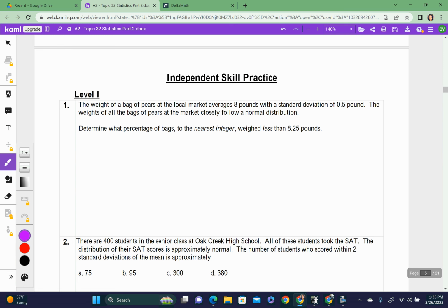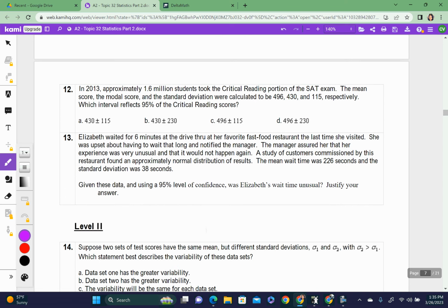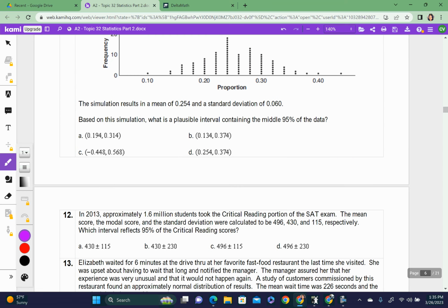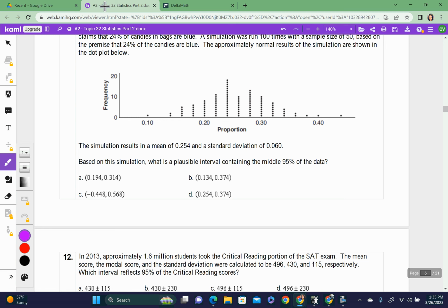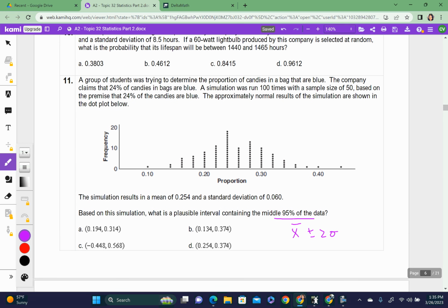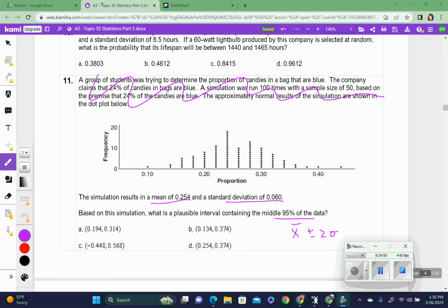So what I want you to do is do the check for understanding, and then try some problems that are here for level 1. If you want to work a little bit, go through the other problems. They do get a little bit crazier, but as you can see, as soon as I see middle 95%, I have mean plus or minus 2 times standard deviation that comes flying to mind, and I'm going to scan my problem for my mean and standard deviation. We can ignore all of this. You'll see that happening quite a lot in statistics problems.